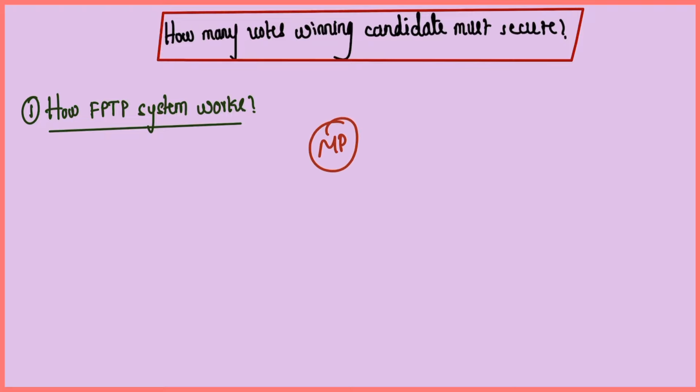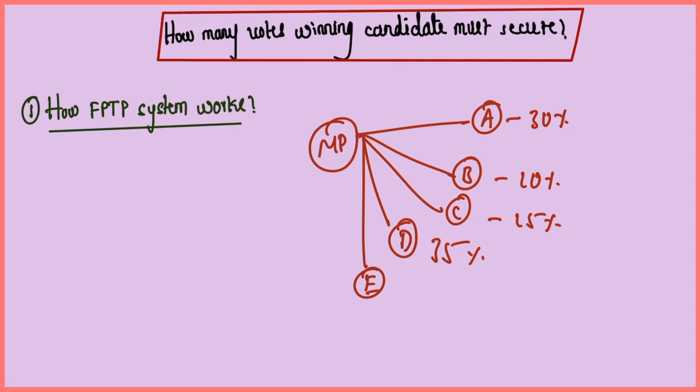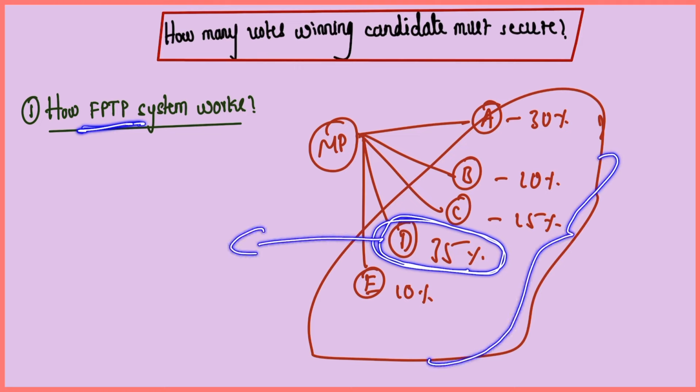Let us understand how this system works with the help of an example. There is an MP election, and there are 5 people in a constituency who are fighting the election. Let's say person A secured 30% of votes. Person B secured 10% of votes. Person C secured 15% of votes. Person D secured 35% of votes and person E secured 10% of votes. So this is 100% of the valid votes polled. Now, according to the first past the post system, person D, who has secured the maximum percent of votes amongst these candidates, is the winner and he shall be the MP of this constituency.